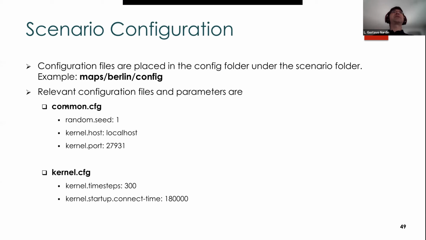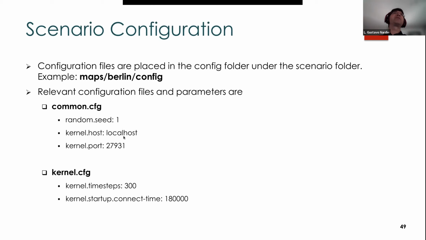The first file is called common.cfg. It's where you specify a random seed. So you can give different seeds if you want to simulate different disasters using the same map. You just change the seed, and the blockades will happen in different places, and the fire will emerge or be ignited in different locations. So this is to seed the random number generator that is going to be used by the simulator.